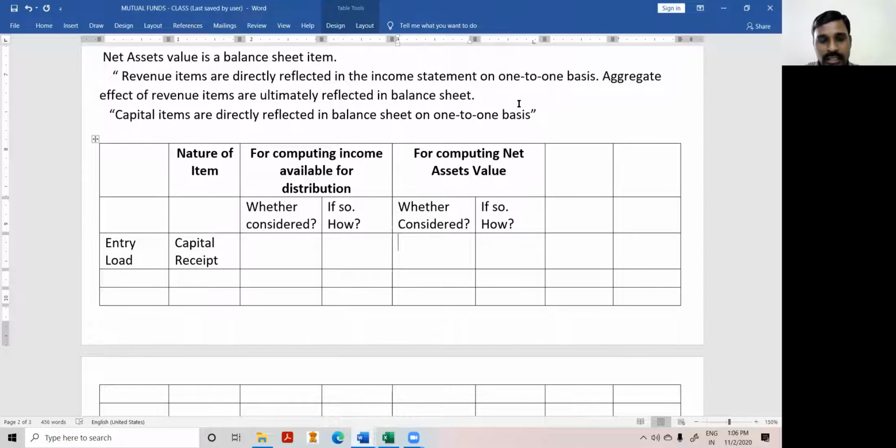Since it is a capital receipt, whether it is considered in the income statement, the answer is no. If there is no, it is not applicable. Whether it is considered in net assets value, the answer is yes. How?